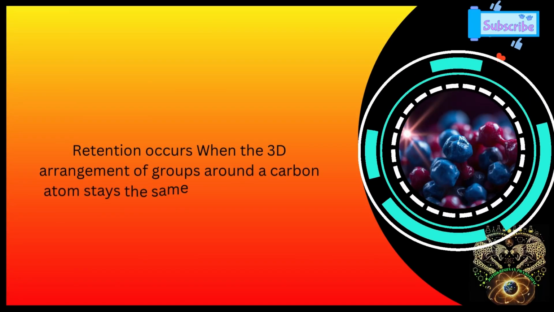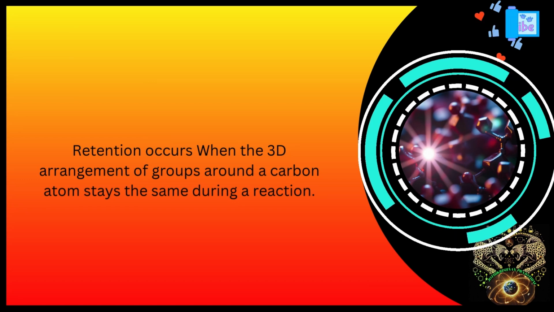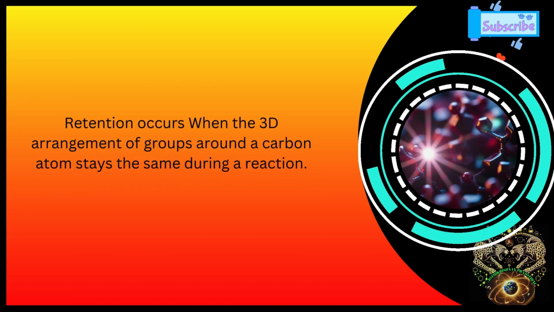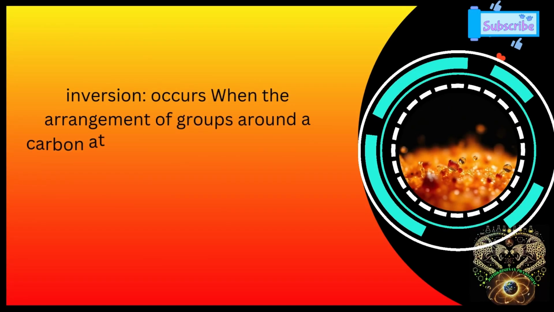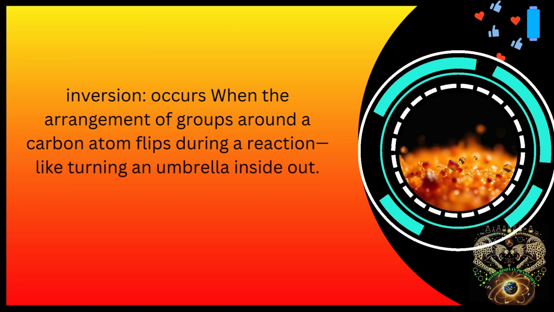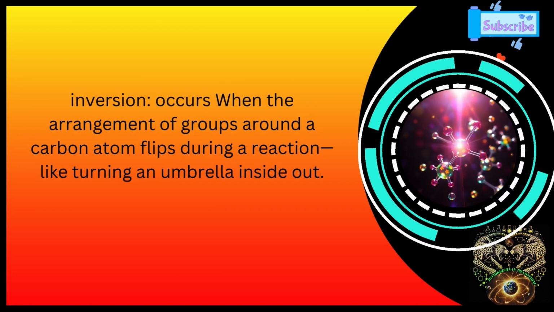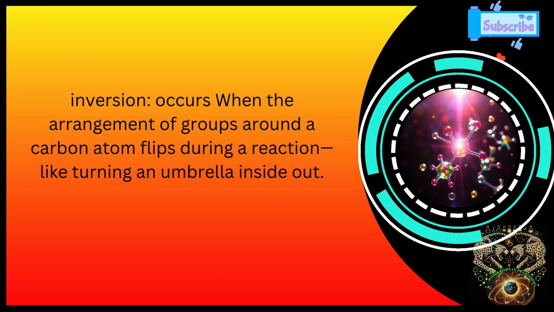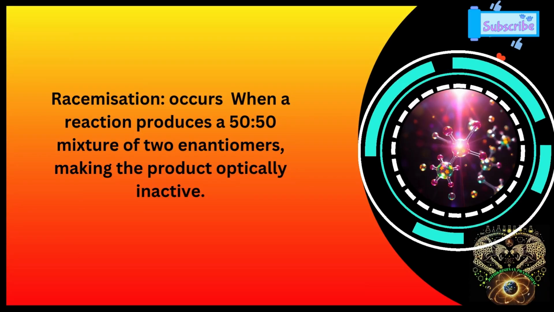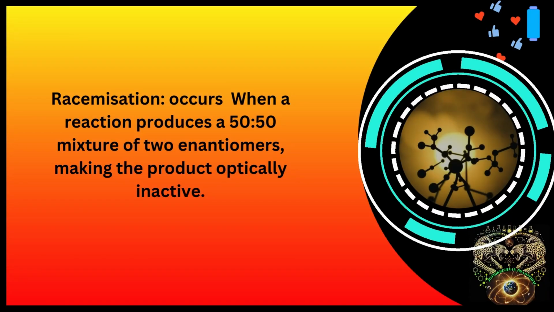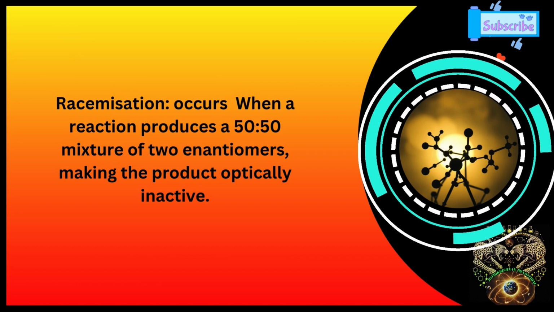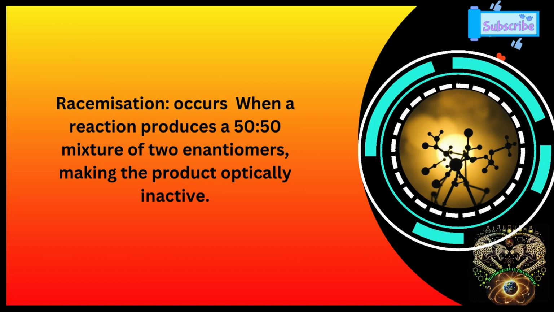Retention occurs when the 3D arrangement of groups around a carbon atom stays the same during a reaction. Inversion occurs when the arrangement of groups around a carbon atom flips during a reaction, like turning an umbrella inside out. Racemization occurs when a reaction produces a 50:50 mixture of two enantiomers, making the product optically inactive.